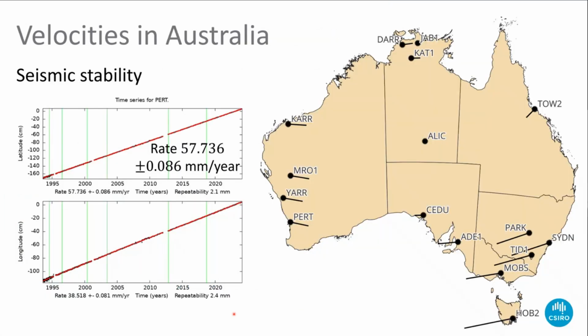So we don't have that much data in Australia, but what we do have is very good data because of the seismic stability of the continent. If you look at Perth, for example, the last 30 years, it's as steady as it can get, which is fantastic. We can get a precision of usually less than 0.1% in most of the stations in Australia. And the worst, I think, in Australia is still better than 1%.